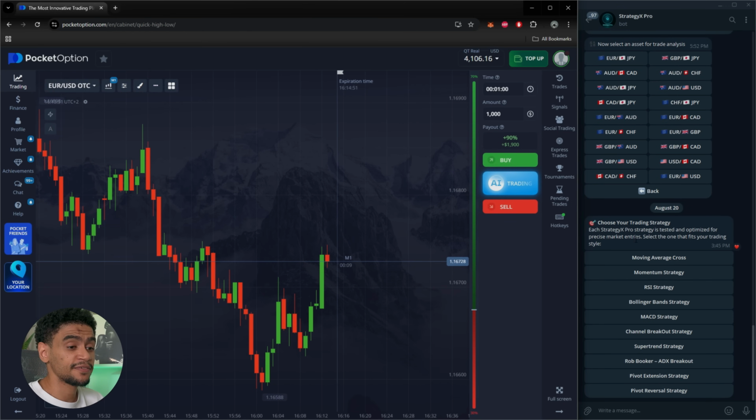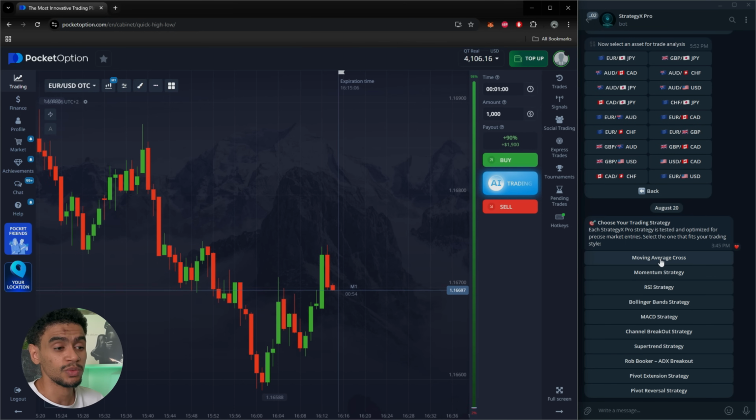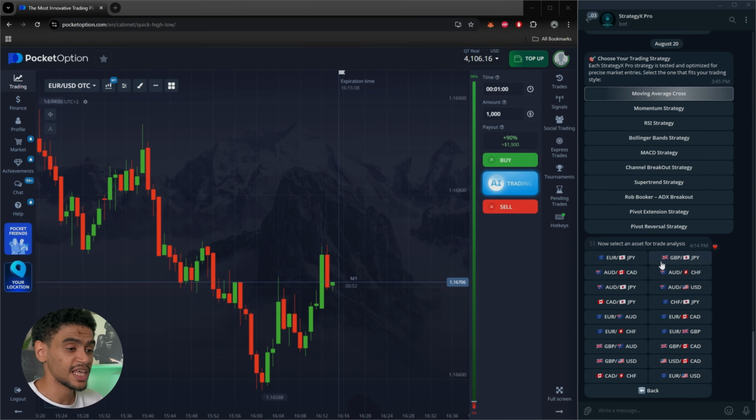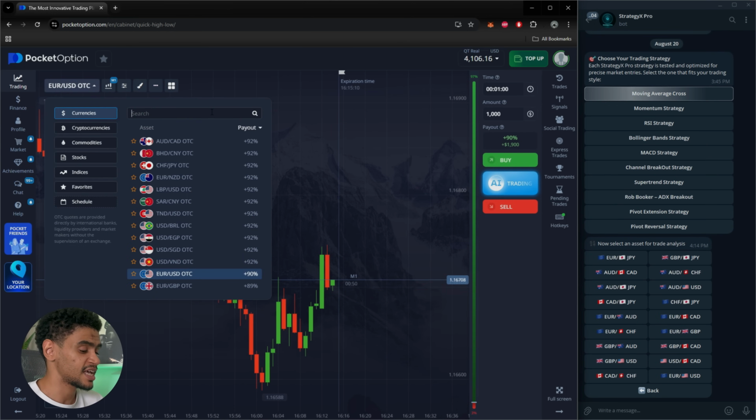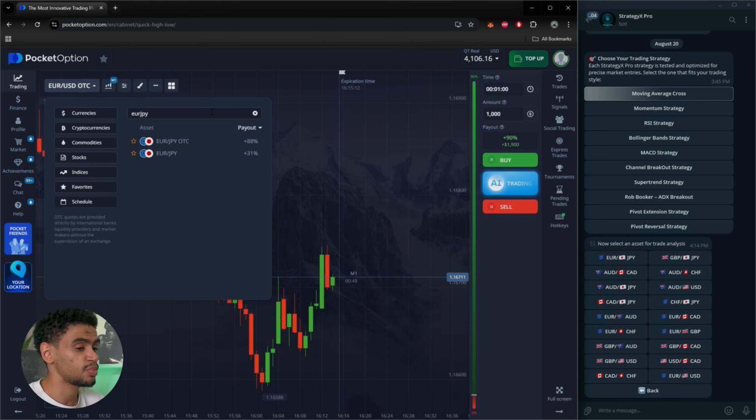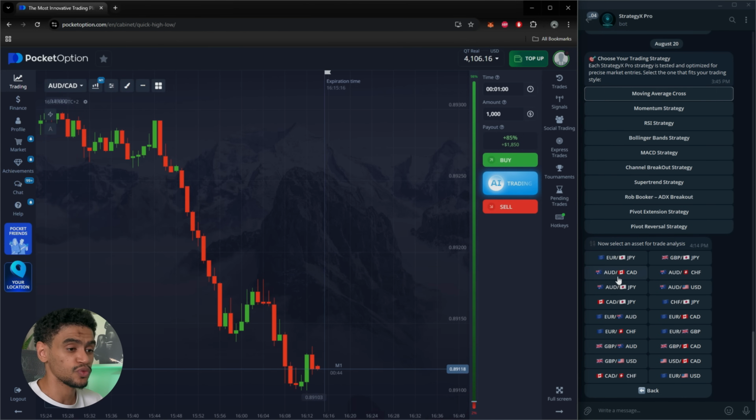Alright, so here we have the robot, and the entire process is really simple. We have 10 strategies, between the most basic one to a more complex one, so you can select what you trade with. For example, let's start with the easy one, moving average cross. So we select it, and the next step is to select the asset. We look for an asset with a good payout, so let's find one of those. 85%, beautiful.